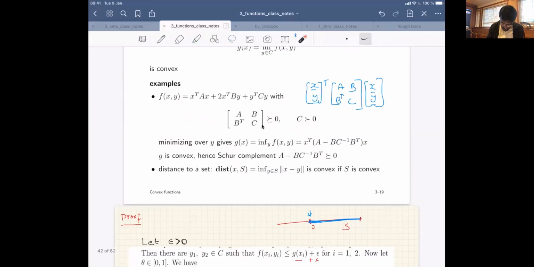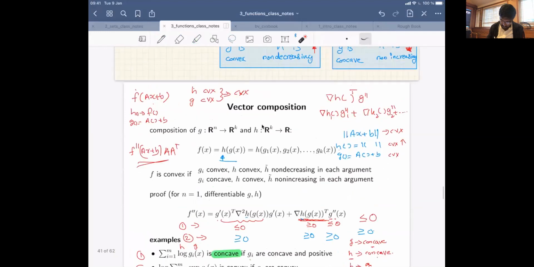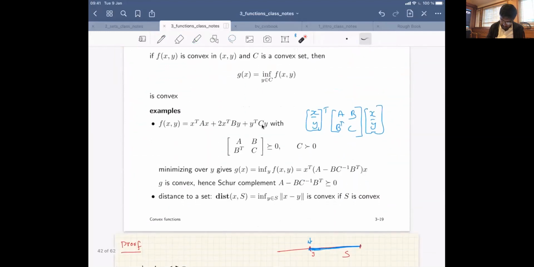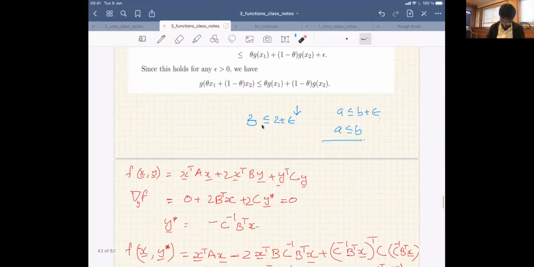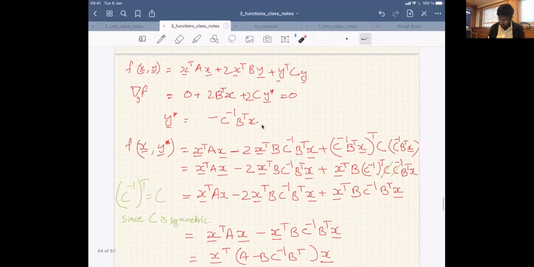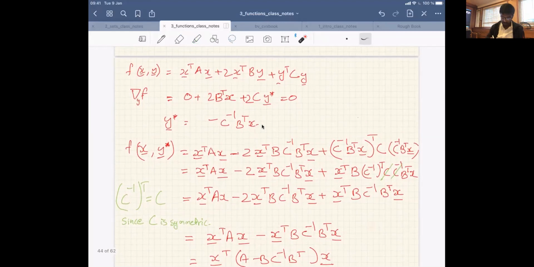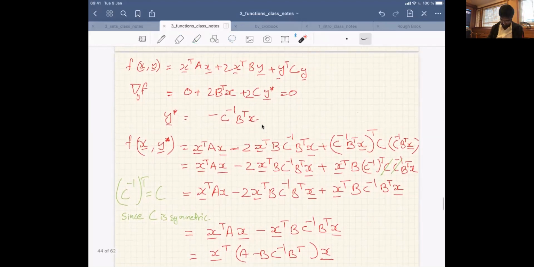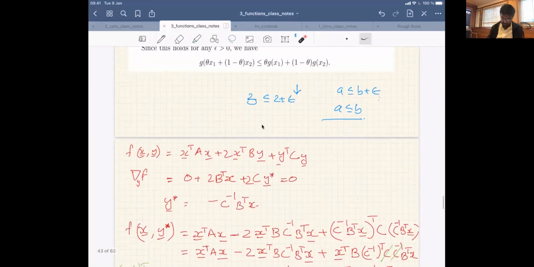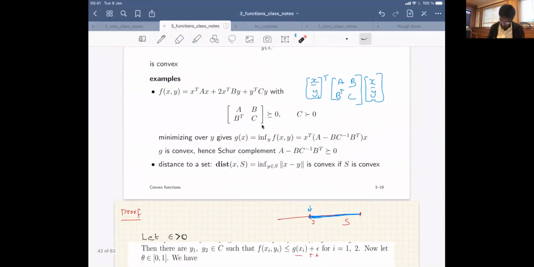Now if you minimize this over y, that is g of x equal to infimum over y of f of x, y, you will get this solution: x transpose times A minus this one. Here I am writing the proof for that. You can check it later. This is not complicated, just some steps. Then you can come up with this solution.